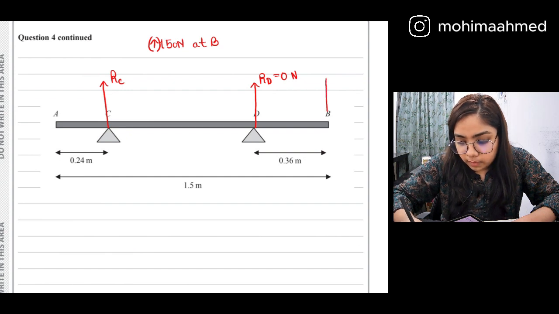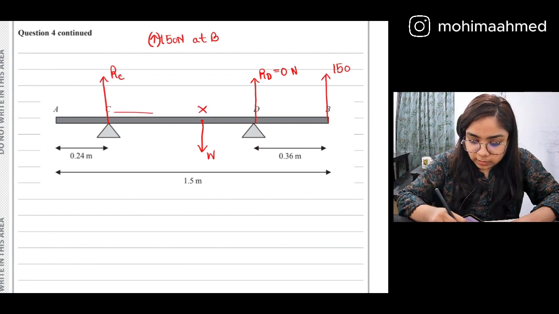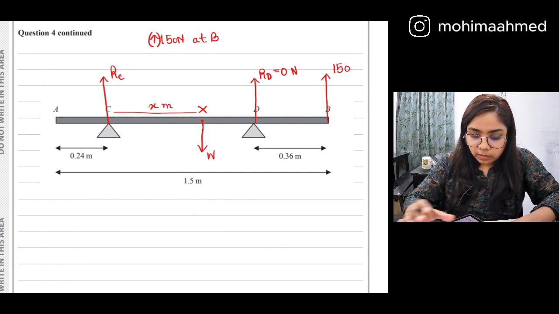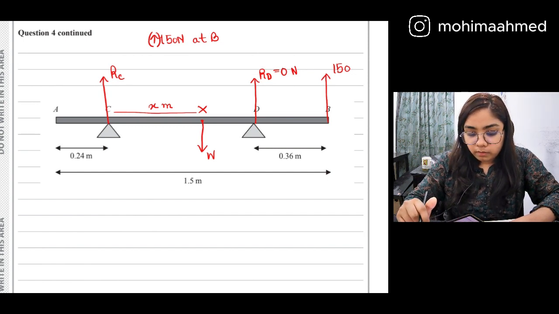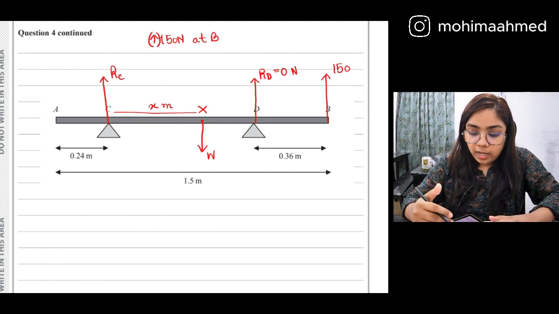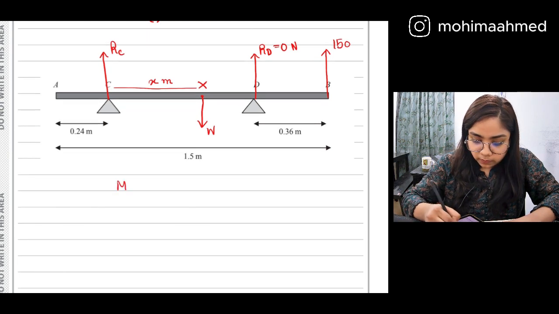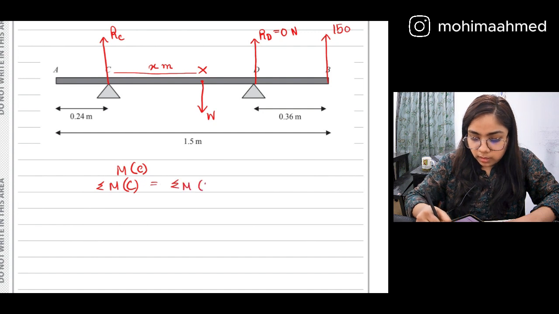And there's a weight from some part acting over here. Weight is W newtons, and it was given that it acts at a point where the distance Cx was x meters. Other than that, there were no other forces acting on this beam. We're going to take the moment from point C, and in that case the total moment clockwise is equal to the total moment anti-clockwise, right?